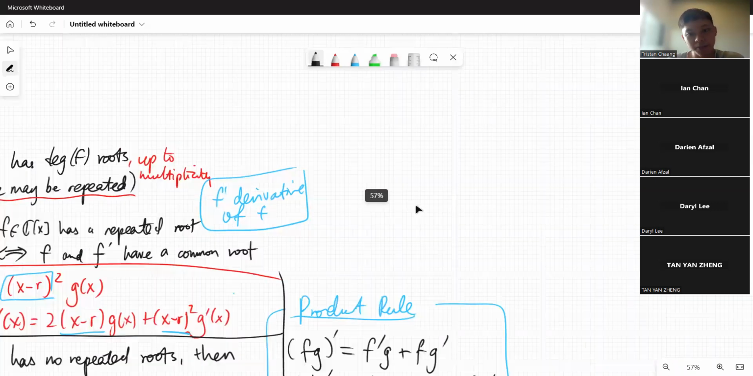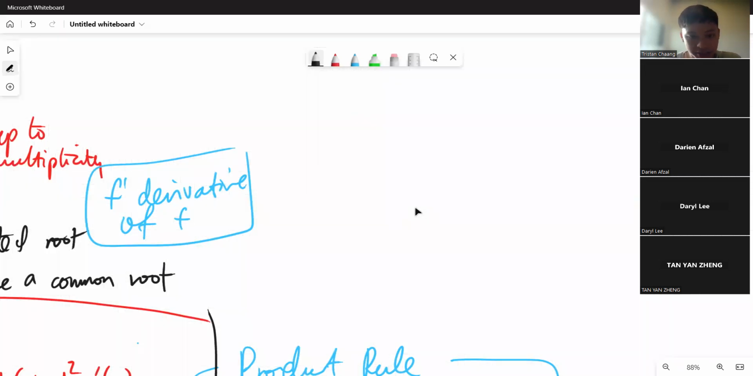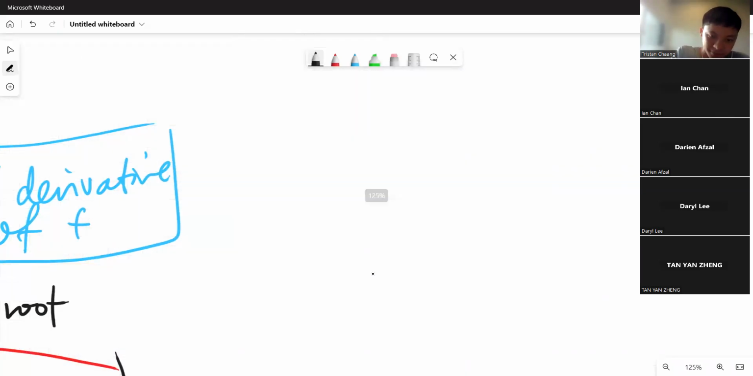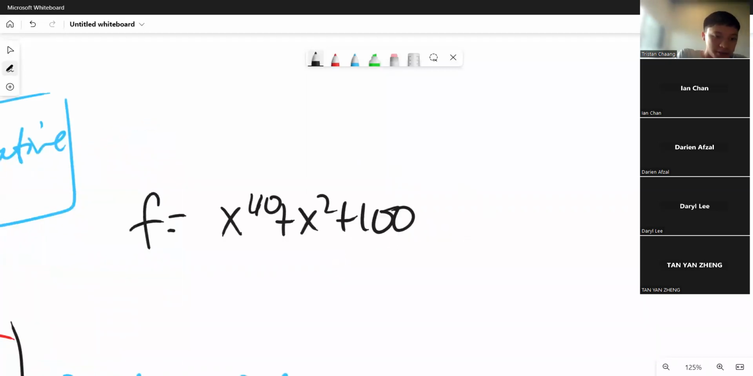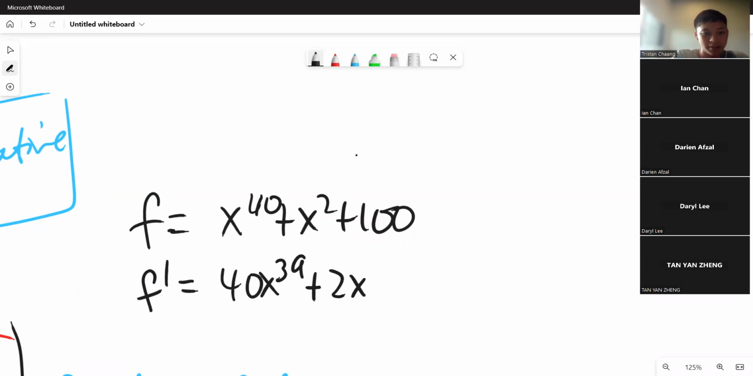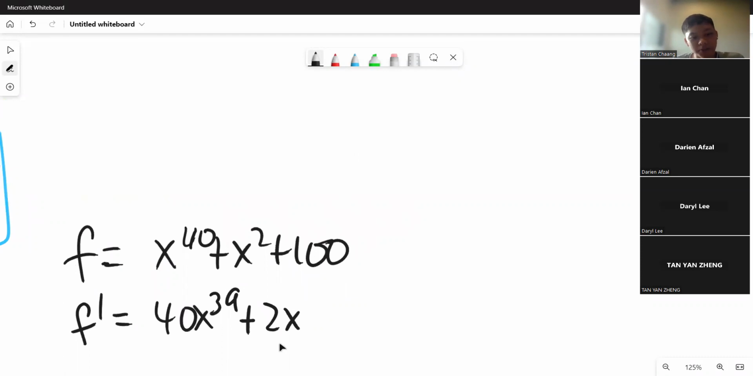So for example, the example I gave in the handout, x to the 40 plus x squared plus 100. How do we know if there's no repeated roots? Well, the derivative is 40x to the 39 plus 2x. Oh wait, did I write it wrongly? Oh well, okay, no. Well, I can just check whether f prime and f have common roots.